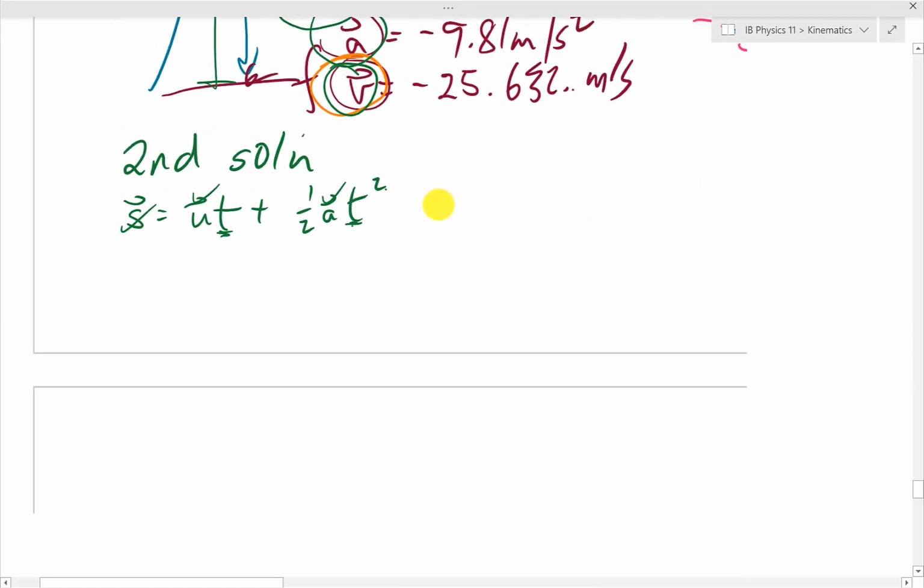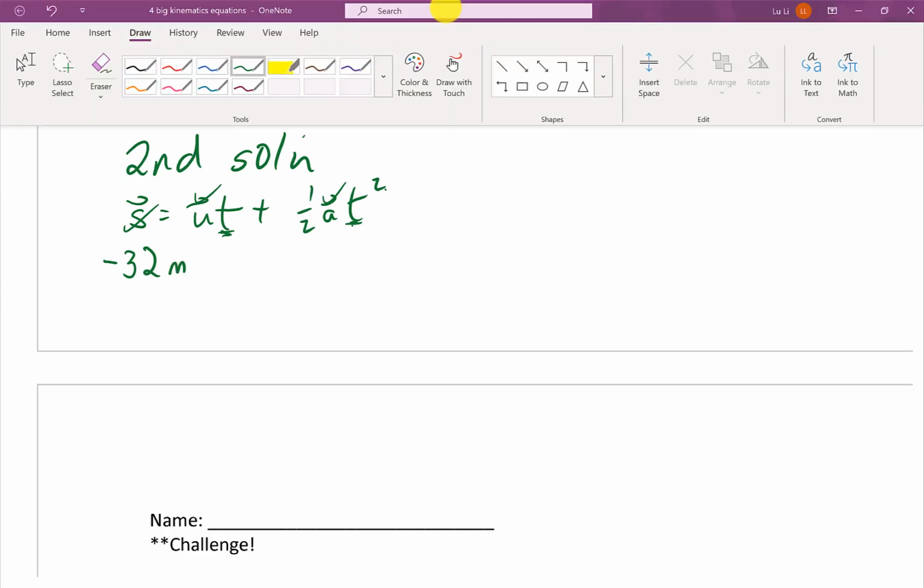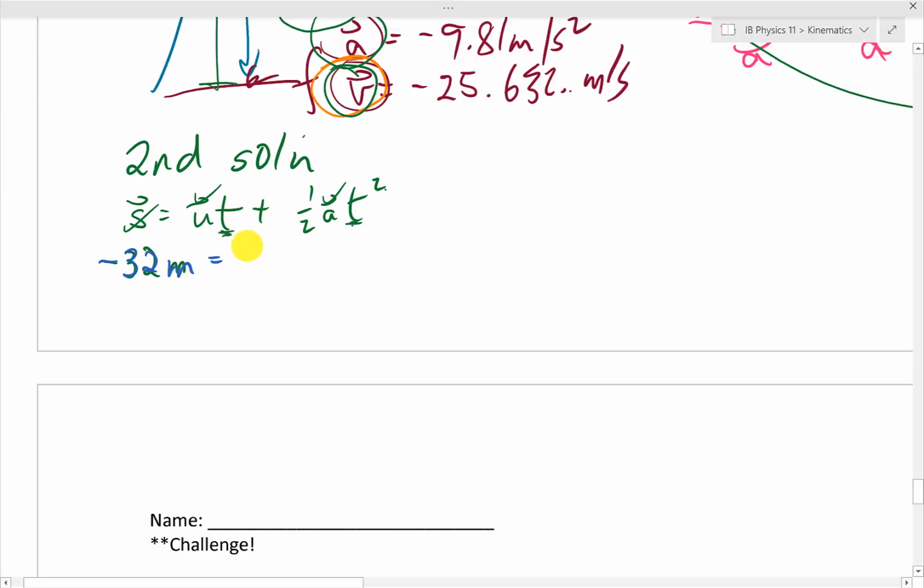So what I'm going to do is actually put in my values first, so that you can see what the quadratic looks like. So here I have S, my displacement, is negative 32 meters. This is equal to U, which is 5.4, and I'm just not going to use the units here so we can just see the numbers, because it's already giving us a headache, plus 1/2 AT squared. And don't forget acceleration is negative here, and then that's t squared.